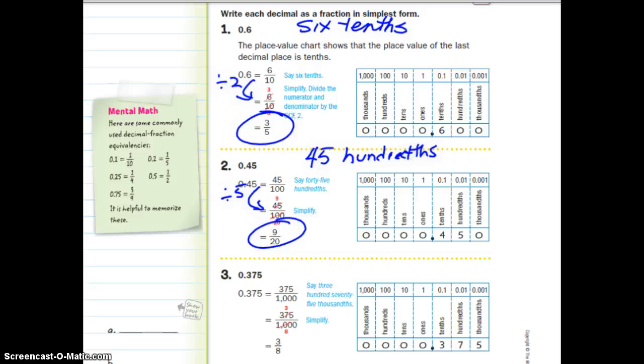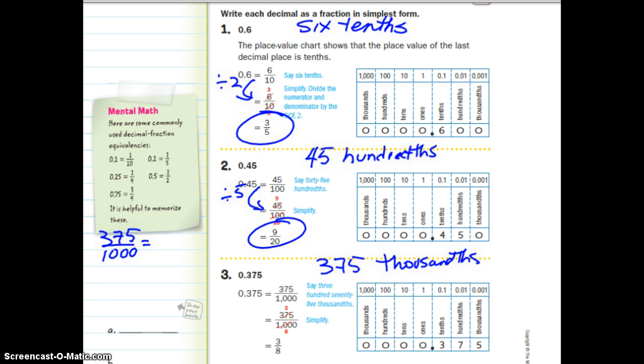The last one is 0.375, which is 375 thousandths with the TH at the end. Love that. Don't you love that? So that's 375 over 1,000. And we know that this is divisible by, let's see, I know it's divisible by 25, but they went even more than that. So I'm going to do it by 25.